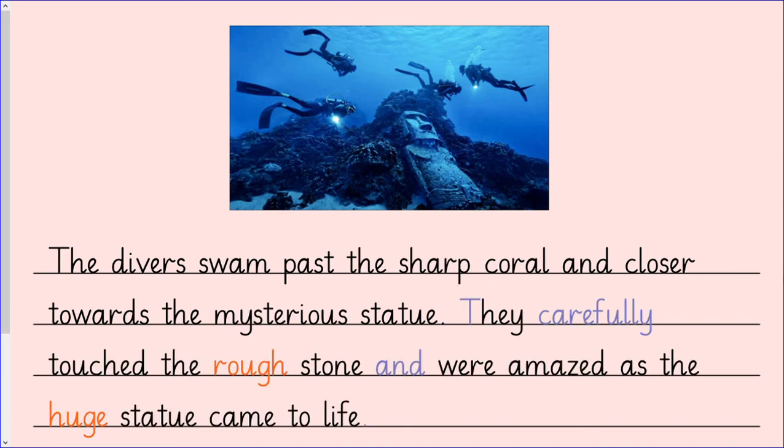Here is my next sentence. Can you read it with me? They carefully touched the rough stone and were amazed as the huge statue came to life. I have used the conjunction and to add more information to my sentence. I have also used an adverb to describe how they touched the statue. They touched it carefully.